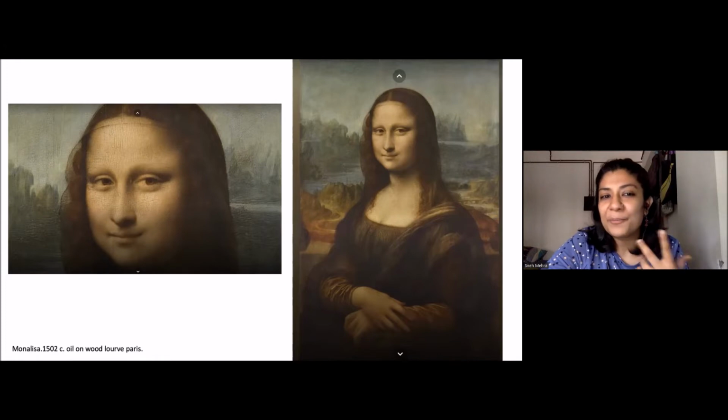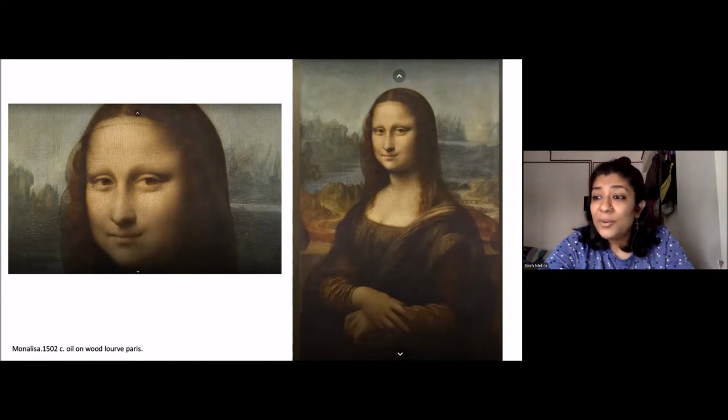Some people say it was a commission, and most think it started with a commission, but it ended up taking like 10 years. He repainted on it again and again. This is a very popular image, and because of the smile and the eyes, it's shadowed so much that there's not a particular line that defines it. It's a blur.